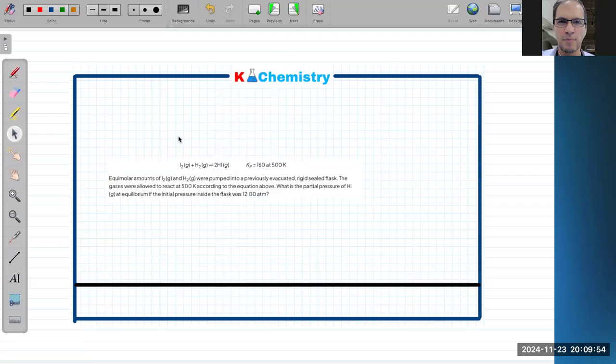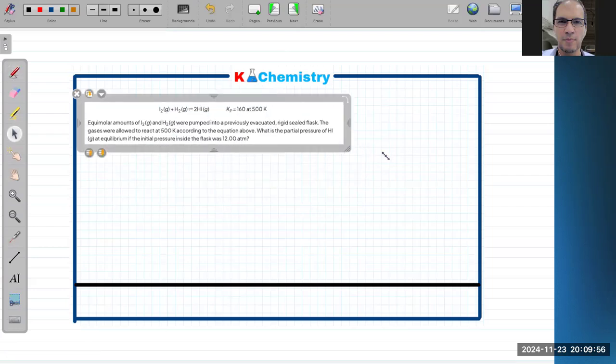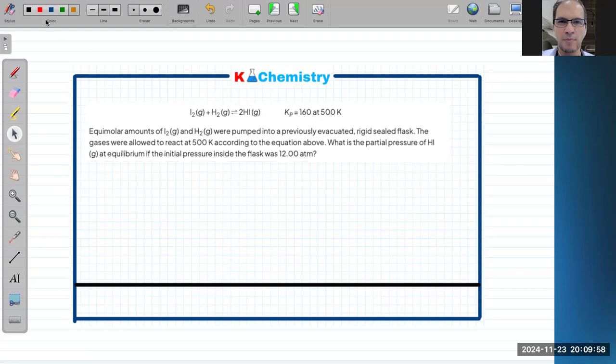For the second example, I have equimolar amounts of I2 and H2. And equimolar means the number of moles of I2 and H2 are equal, and they are all placed in a flask. The gases were allowed to react at 500 Kelvin according to the equation above. What is the partial pressure of HI at equilibrium if the initial pressure inside the flask was 12?